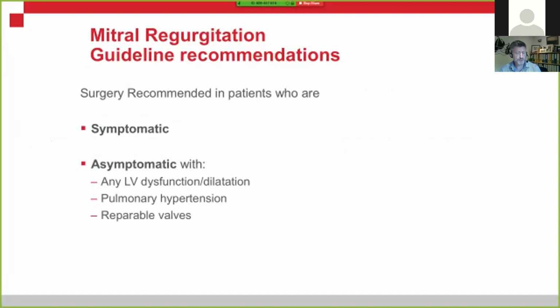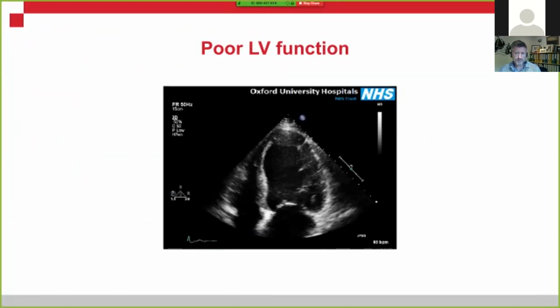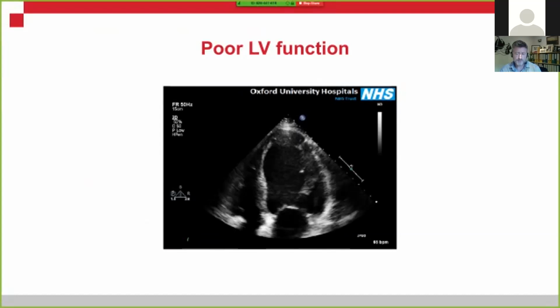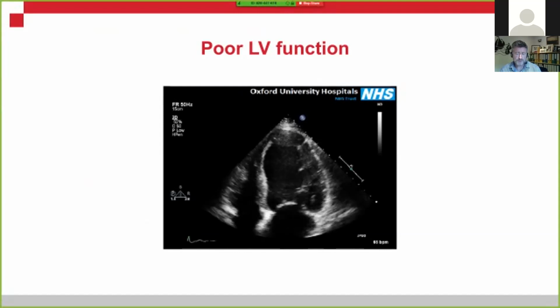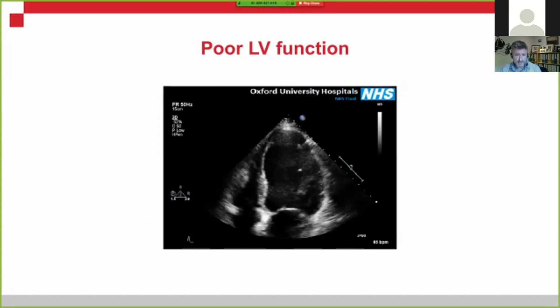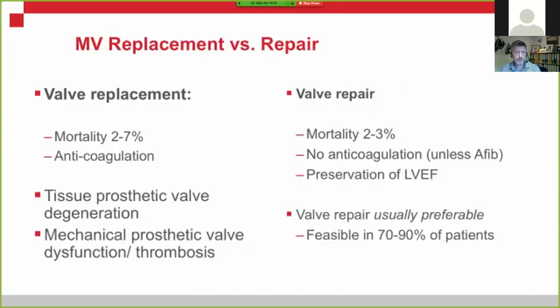Signs of pulmonary hypertension, so they've got increased left atrial pressures and thereby pulmonary pressures, or the valves are amenable to repair. So this is just a typical echo of a severely impaired left ventricle, which is also dilated. So this is obviously something you don't want to see when you're putting patients forward for surgery, because the risk of perioperative risk is significantly high, and the chances of them potentially gaining benefit long term is again significantly reduced. So what are the pros and cons of replacement versus repair?